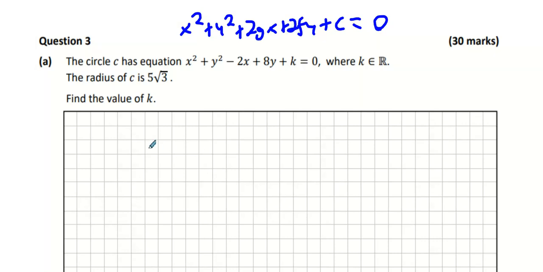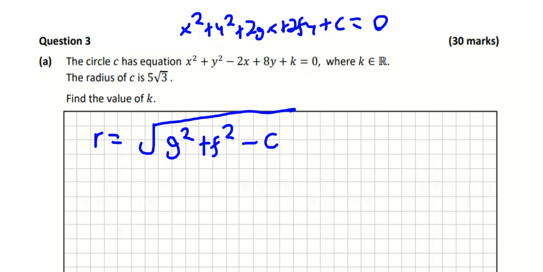It's written in that format, and that format is explained on page 19 of your tables. Now, there is a radius formula on this table as well. The radius is the square root of g squared plus f squared minus c. So it makes sense that this 5 root 3 here, which was the radius, will equal the square root of g squared plus f squared minus c.